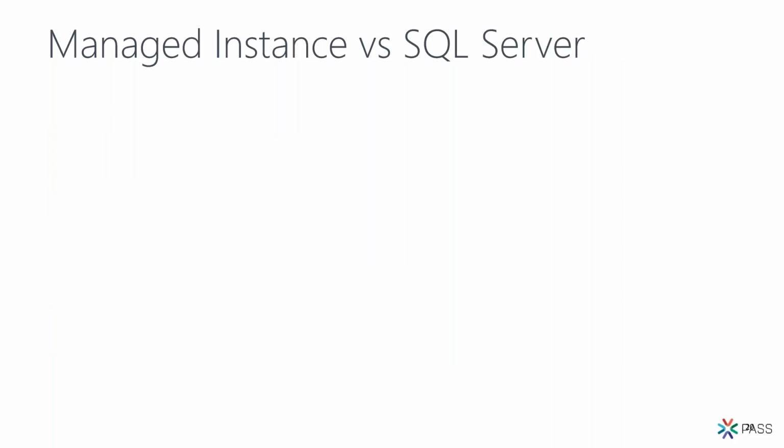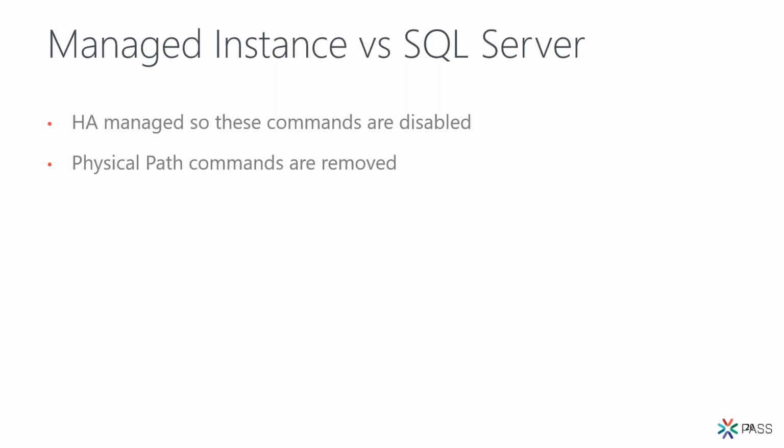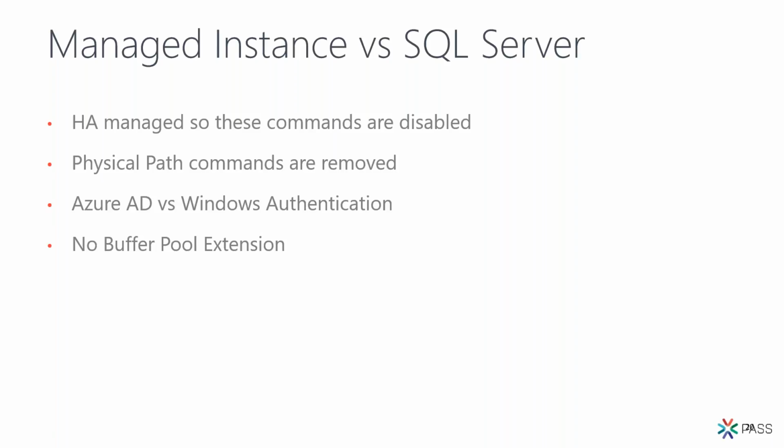Now, if we talk about managed instance versus SQL Server, well, the high availability is already managed inside managed instance, right? So you will not be able to create, let's say, an availability group inside managed instance because all those features are already managed by Microsoft. Physical path commands are removed because the storage is managed for you and you don't have direct access to the storage. So you will not be able to do something like a restore with move and pick a specific path. It uses Azure Active Directory as opposed to using Windows Authentication because it's obviously living in the cloud inside Azure. This makes sense. There are no buffer pool extensions in managed instance.